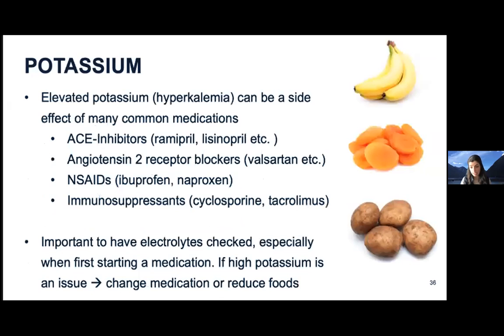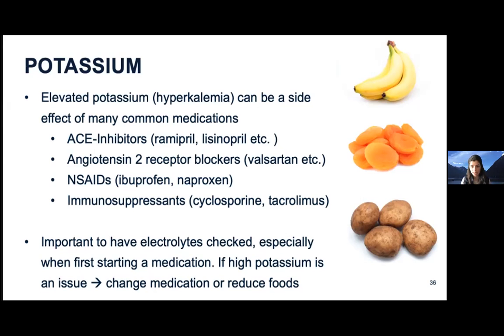Speaking of potassium, as we all know, potassium is in the food we consume every day. Normally it's never a problem, but if you do have certain medical conditions or take certain medications, it can be an issue. Elevated potassium or hyperkalemia can be a side effect of many common medications, and if potassium levels get too high, this can push us over the edge.